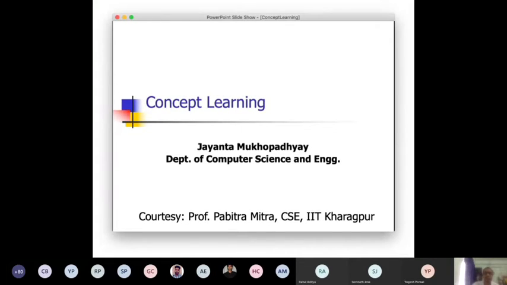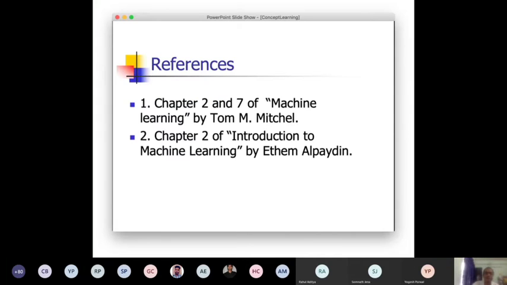Fine. So today we will start a new topic, that is concept learning, and let us start with an example. But before that, let me mention the references that you need to go through for this topic.